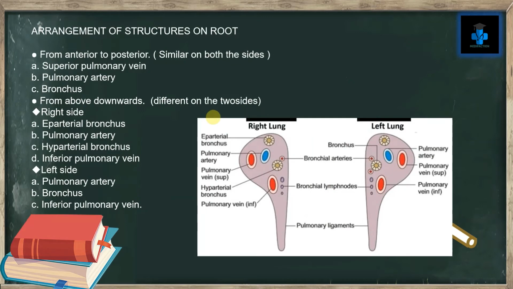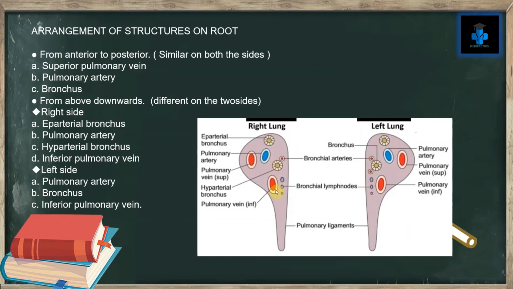Arrangement of structures on root. From anterior to posterior, it is similar on both the sides. There is superior pulmonary vein. You can see the superior pulmonary vein here. Then you can see the pulmonary artery just near to it, and there is bronchus.